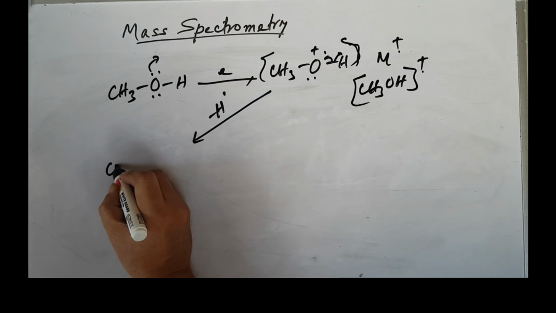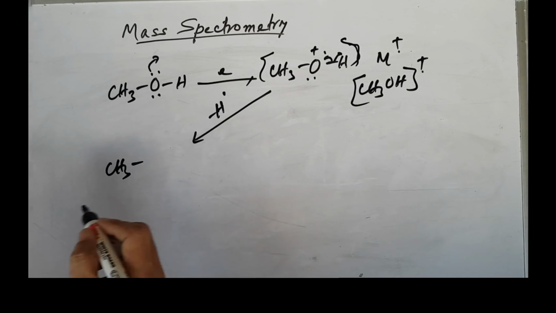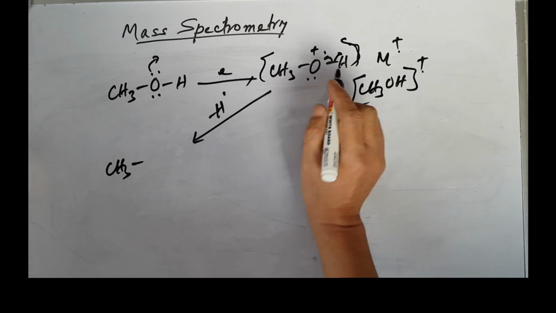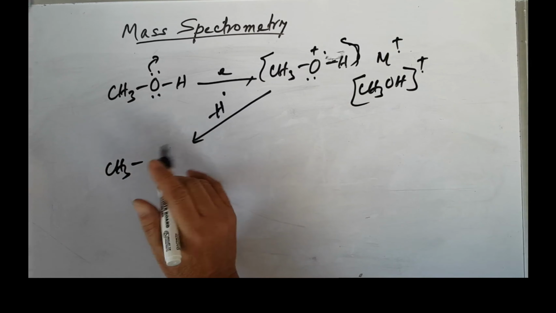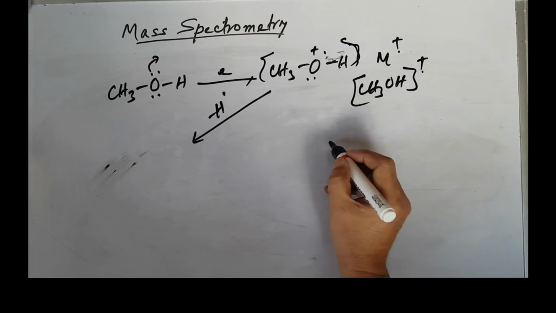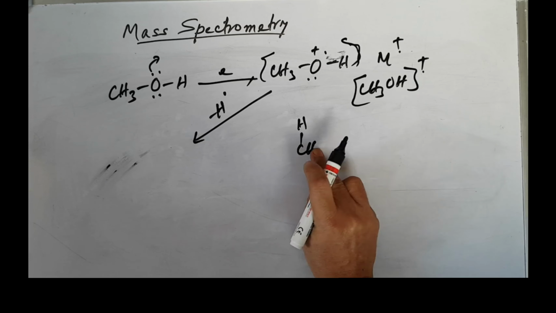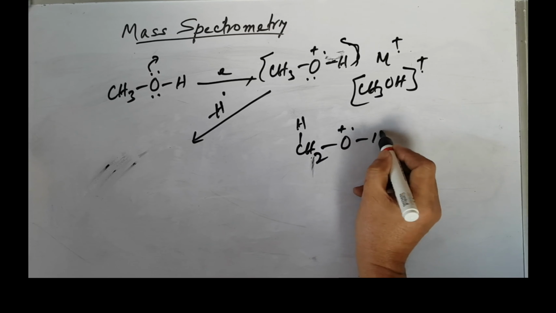So you can have CH3, or you can write it this way, another way. Okay, I'll write it this way: CH3 here, so here CH2, O. The positive charge is the molecular ion.